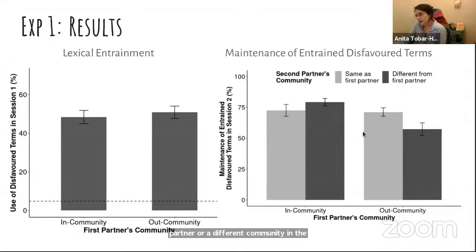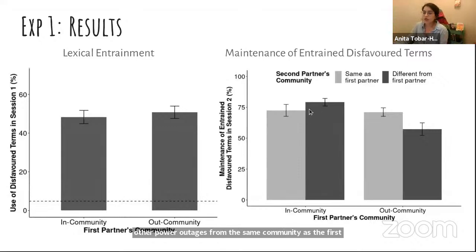So here we can see that when participants entrained to an out-community partner in the first session, they were more likely to maintain that word with another out-community partner versus an in-community partner in the second session, which basically means that when participants entrained to an out-community partner in session 1, they generalized that word to other out-community partners from the same community as the first partner, but they didn't to a greater extent than compared to in-community partners here.